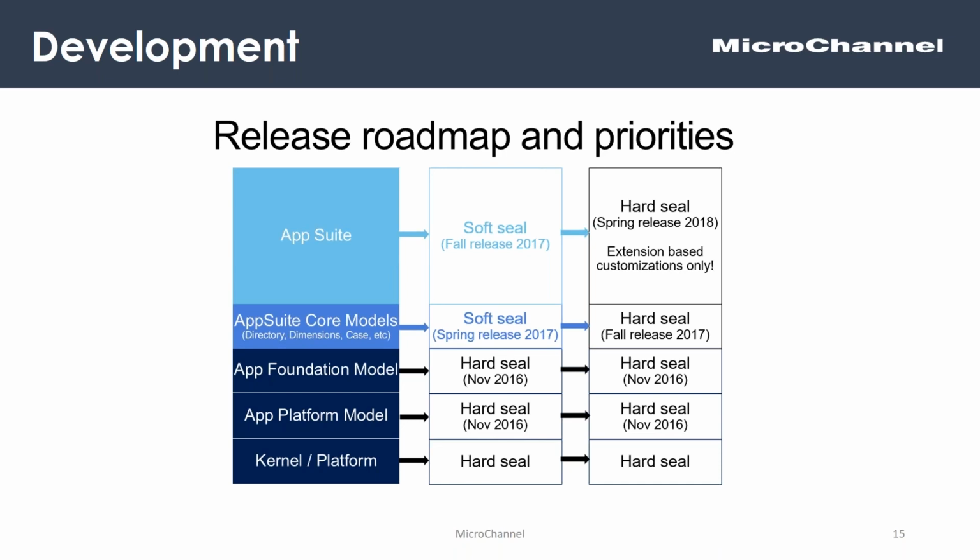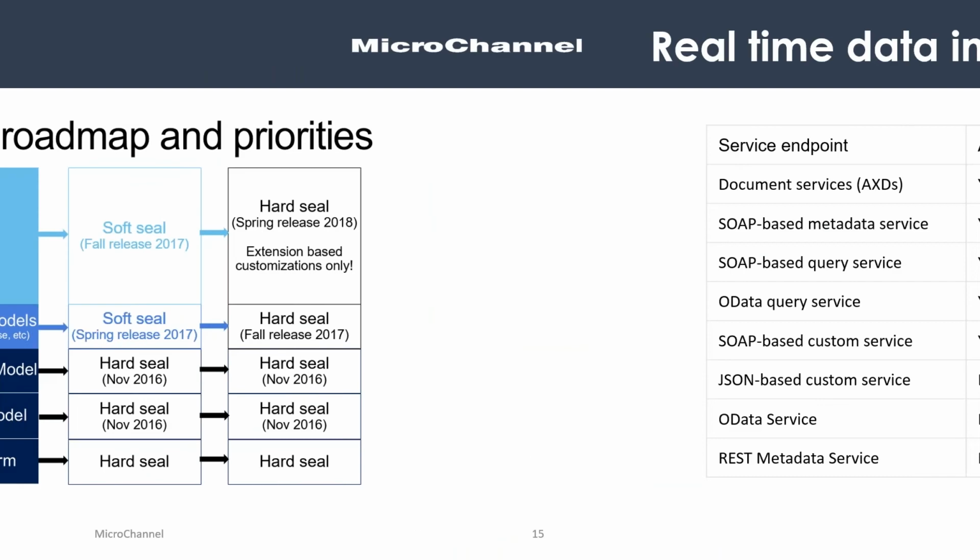Otherwise, the compiler would explode. The compiler would not compile your code. And you can see a schedule that next year, the application suite, which is the biggest package in the system, is going to be hard sealed. So basically, all your customization needs to be done as extensions.